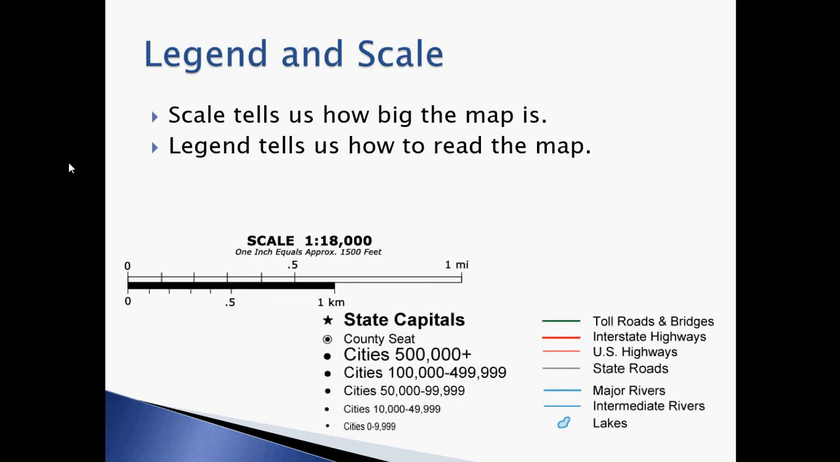And then the legend is how to read the map. So I included another sample legend from a political map of the United States that would include state capitals, county seats. So the county seat is the main city inside of a county, which for Wyandotte County would be Kansas City, Kansas. And then colored lines for the different kind of roadways and bodies of water that we would see.